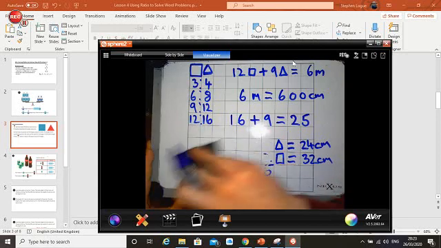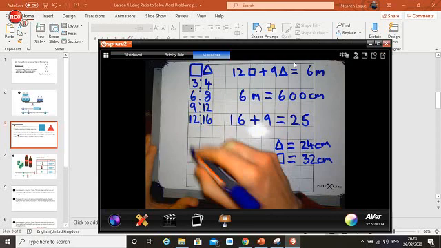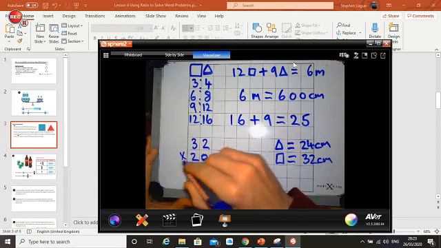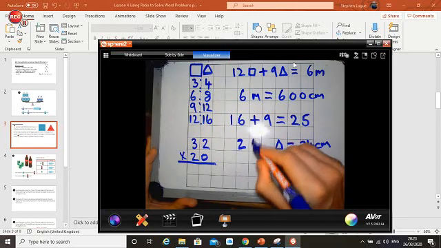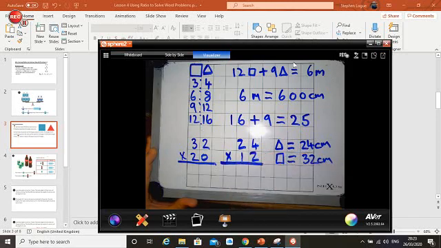0 plus 8 is 8. 4 plus 8, 12. 1 plus 6, 7. Plus 2, 9. So it will take 928 centimetres to make 20 squares and 12 triangles.